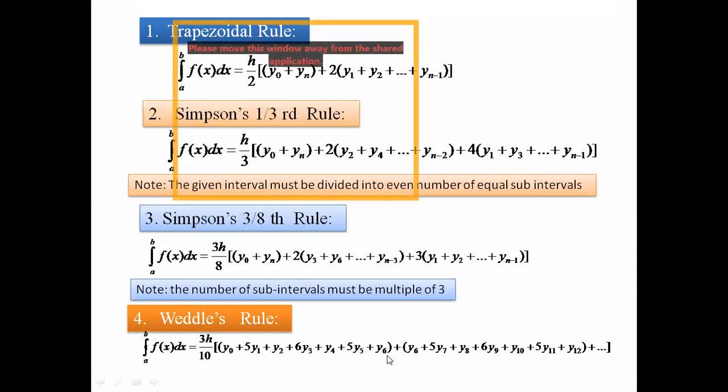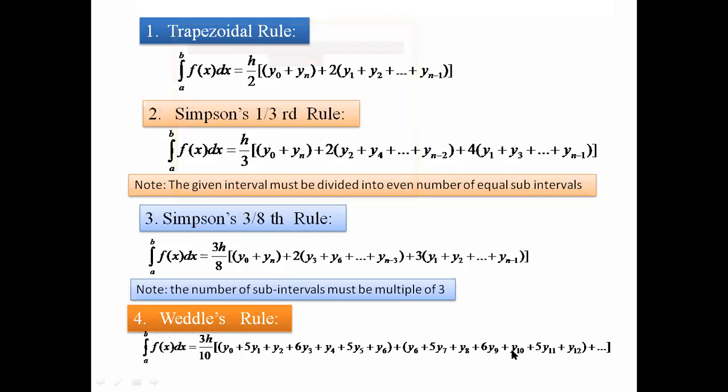Suppose the question is using Weddle's rule taking 12 divisions. Then again from y suffix 6 you add this much terms. That is, y6 comes twice, then 5 times y7 plus y8, 6 times y9 plus y10, plus 5 times y11 plus y12. You write the same pattern, it also moves on. That is for 12 divisions. If it is 18 divisions, continue like this. So this is called Weddle's rule.